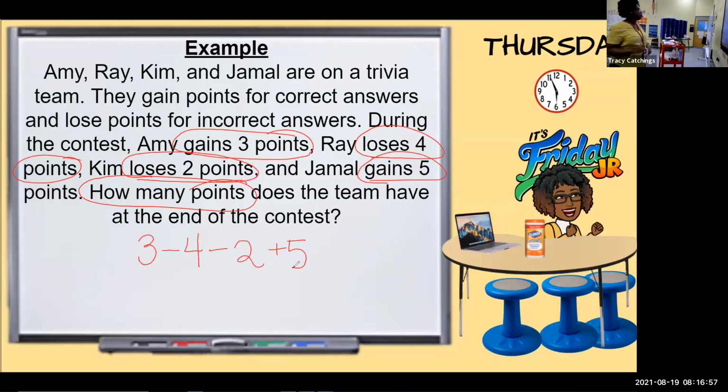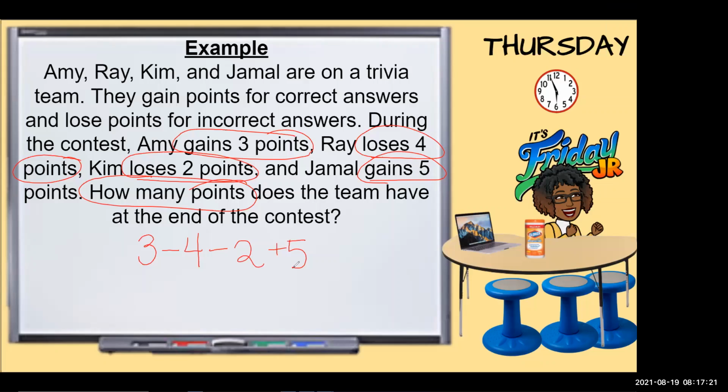So notice we wrote that expression just as what they gave us. I didn't add in any extra signs. I didn't say, well, I'm gonna add this and then put a negative 4. No, gain 3 points, lose 4 points, so just minus 4. Try not to get in the habit of putting double signs. Just write it as they give it to us. Any questions so far? No, ma'am.